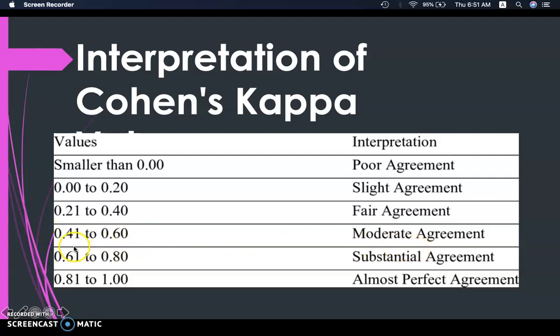0.6. So 0.6 is a good margin, where 0.61 to 0.8 means you have substantial agreement, and of course the best is almost perfect agreement, when you have the value of K from 0.81 to 1. But above 0.61 you will find a substantial agreement. So the benchmark, you will keep it at 0.6.